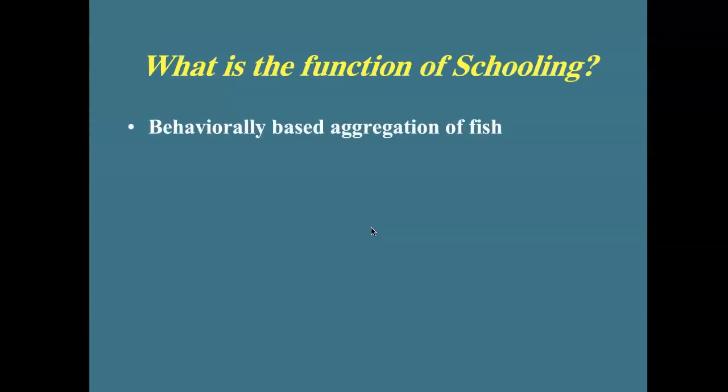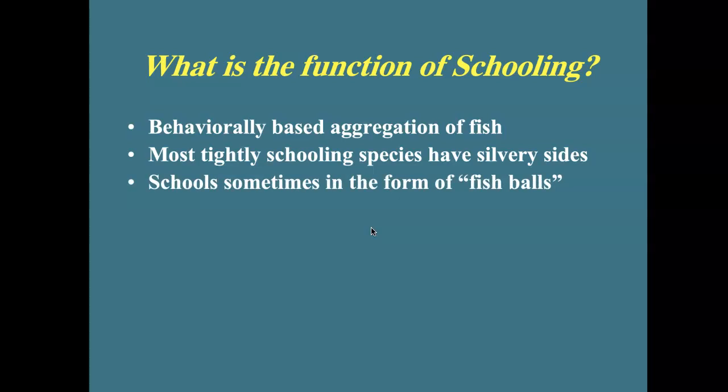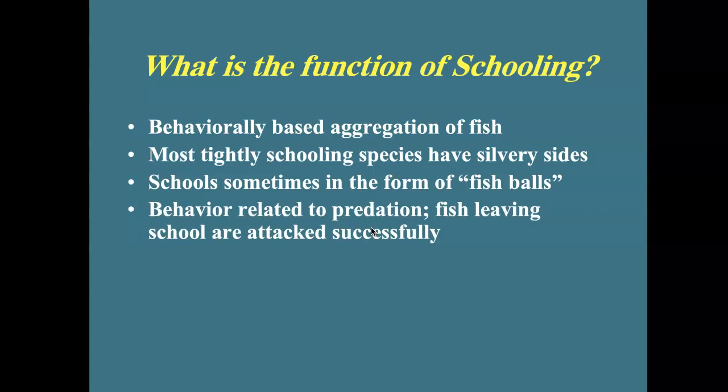Real quick, what is the function of schooling? So we see that our bony fish are going to school, and this is a behavioral characteristic of some aggregations of fish. Many of them are typically silvery-sided species that are oftentimes prey fish. And sometimes these schools will form what we call fish balls or bait balls if there are predators feeding on them. And they do this to help confuse predators.